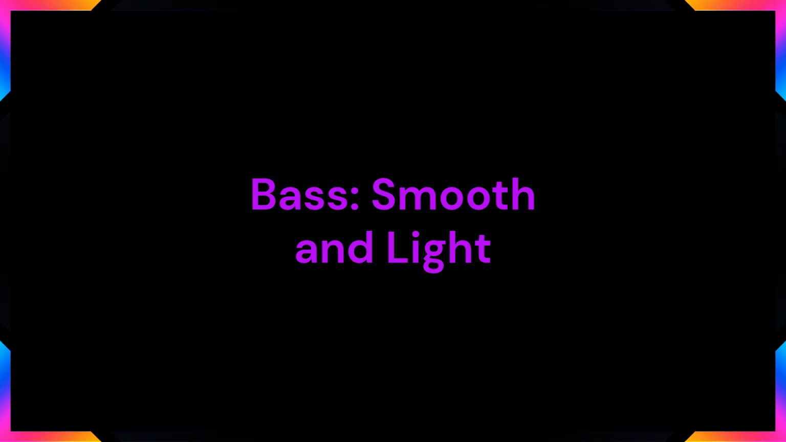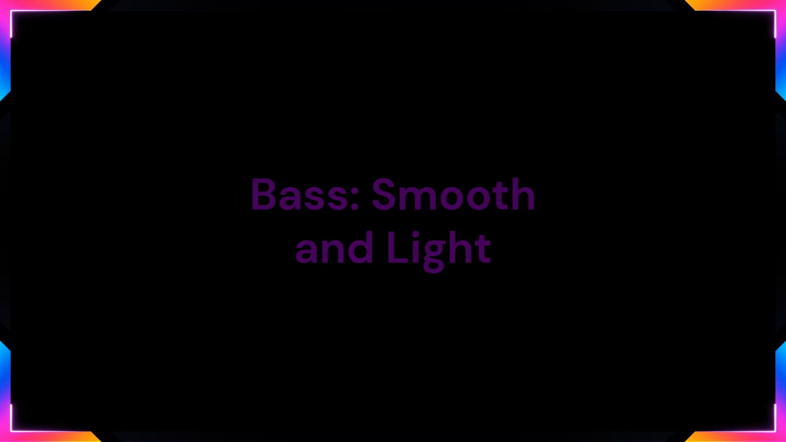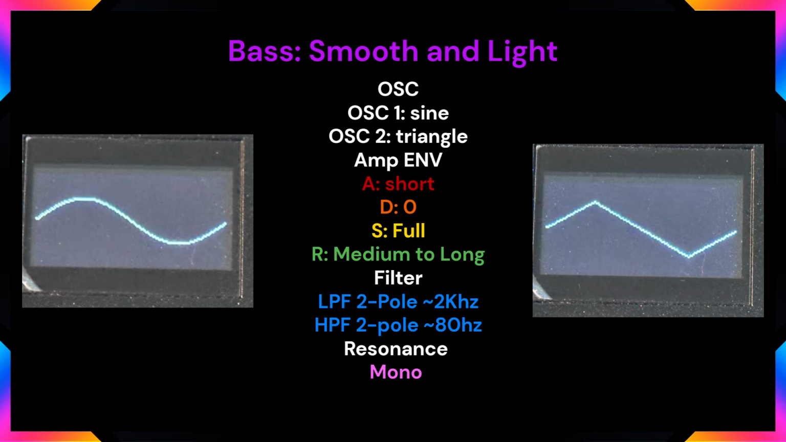The smooth and light bass uses 2 oscillators, oscillator 1 as a sine wave and oscillator 2 as a triangle wave. The amp envelope has an attack that is short, decay that is 0, sustain that is full, and release that is medium to long.